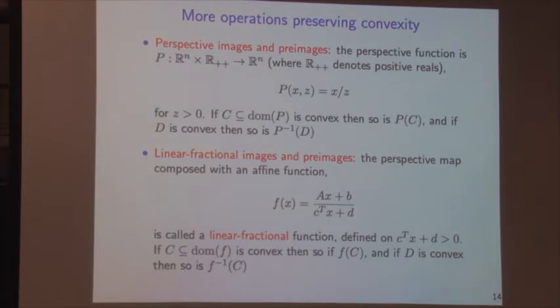The perspective map is only defined when its second argument is positive. So the linear fractional function is only defined when its denominator, c transpose x plus d, is positive. This is what a linear fractional function looks like, and it has the same property. It preserves convex sets under its image and also under its pre-image. So the linear fractional image of a set is convex if that set is convex, and the same with the pre-image. I think this is probably the least obvious transformation that preserves convexity in terms of images and pre-images.